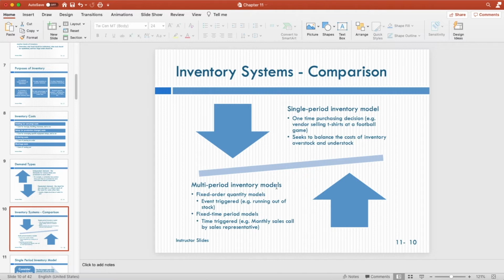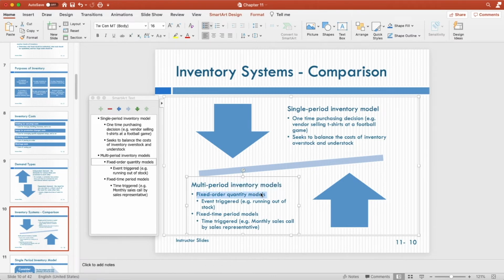Within the multi-period inventory model, we introduce the fixed order quantity model and the fixed time period model. The key difference is that in the fixed order quantity model, each time you order, the order amount itself is fixed, but the time window between two different order events is variable. In contrast, in the fixed time period model, the time window between two order events is fixed, but each time you order, the order amount itself is variable.